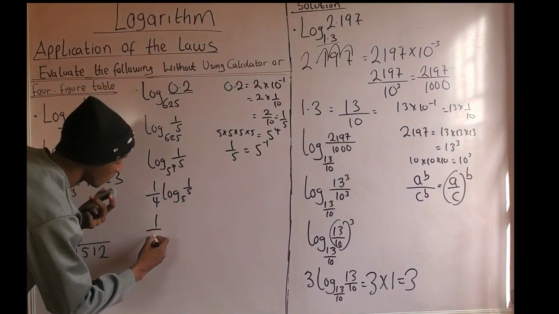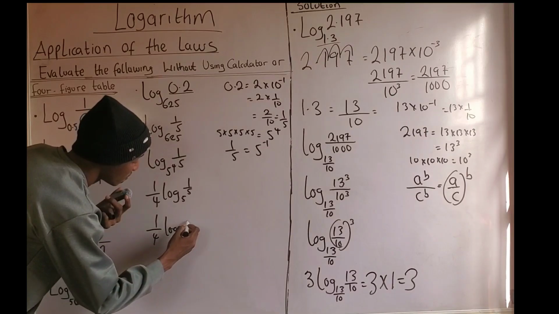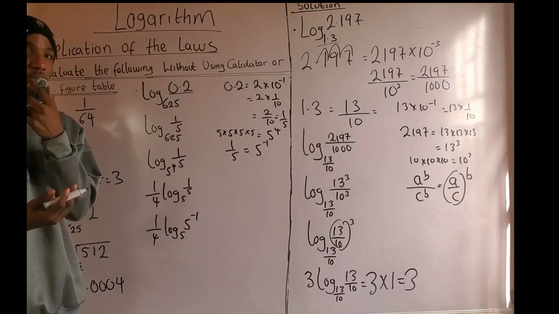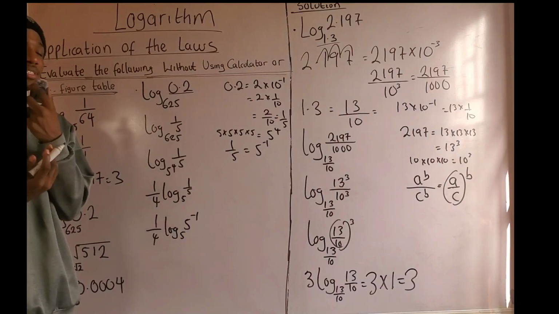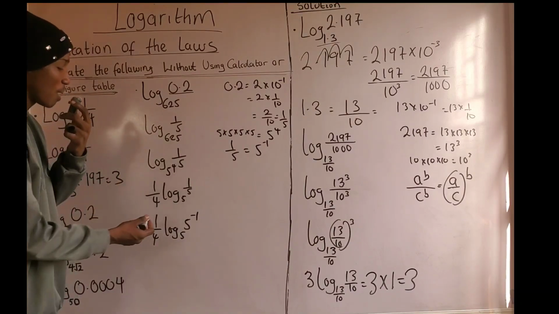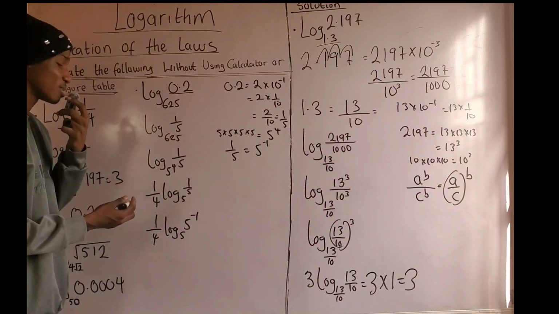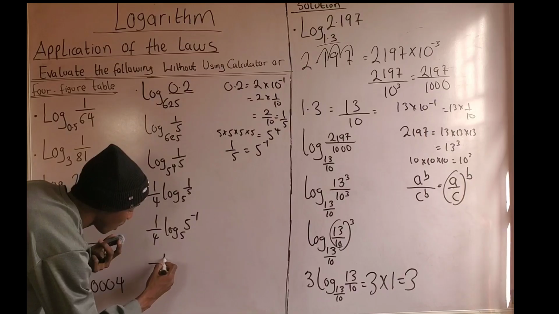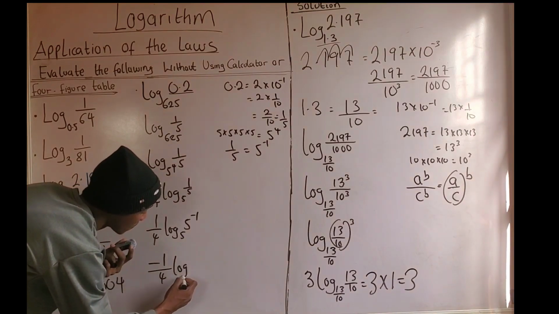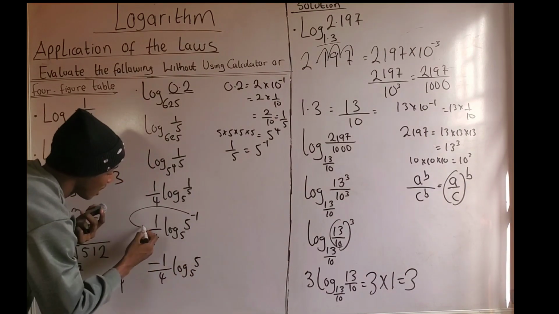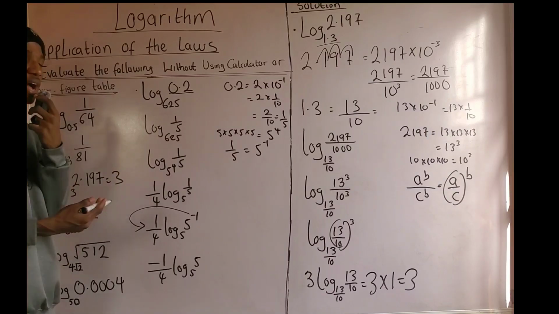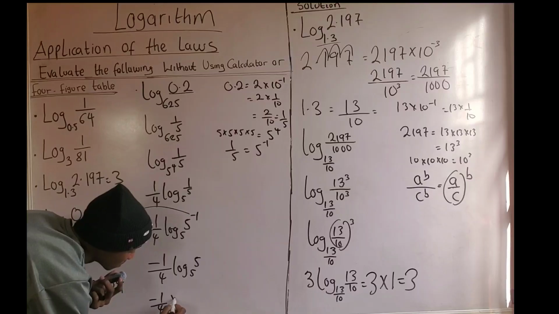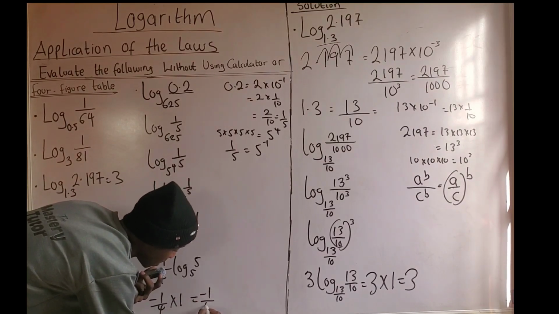So I'm going to have 1 over 4 multiplied by log 5 raised to the power of negative 1 base 5. Okay, here I'm going to apply the log of a power. You understand? The log of a power is the product of the power and the log. Now, the power of this logarithm is negative 1, so I'm going to multiply this logarithm by negative 1. Do you understand? So I'm going to have negative 1 over 4 log 5 base 5, because this power has now multiplied the logarithm. So log 5 base 5 will give me 1. Are you getting it? So I'm going to have negative 1 over 4 multiplied by 1. This is equal to negative 1 over 4.